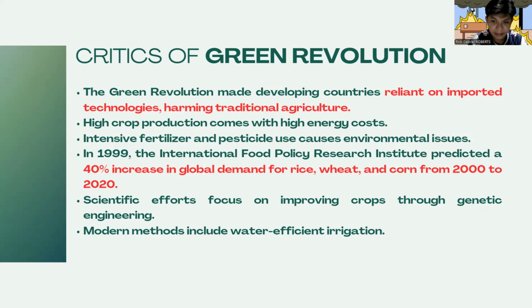Now, the Green Revolution helped increase food production. However, it also caused some serious challenges for developing countries. Number one, dependence on imported technologies. So, to grow high yield crops, farmers in developing countries needed to rely on modern farming tools and products such as agrochemicals. What we mean by agrochemicals are the fertilizers and pesticides from developed countries.